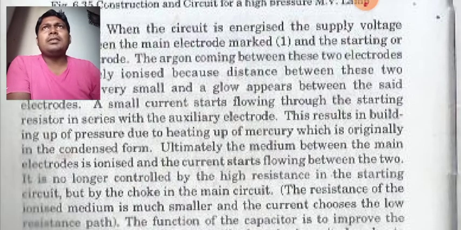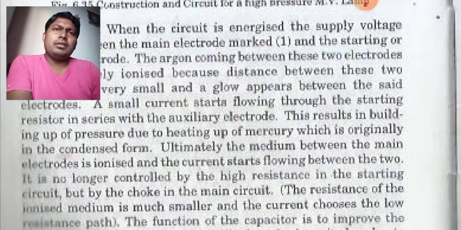So originally it was in condensed form, but after a few moments when the energy or the supply is given, what happens? It is ionized. Now ultimately the medium between the main electrodes is ionized and the current starts flowing between the two. It is no longer controlled by the high resistance in the starting circuit, but by the choke in the main circuit. Afterwards, it is now controlled by the choke in the main circuit.